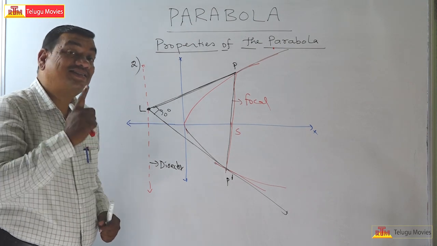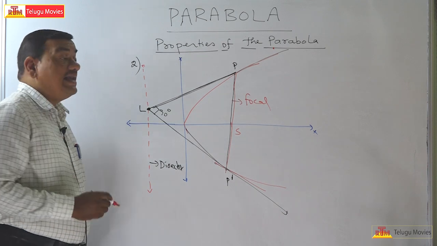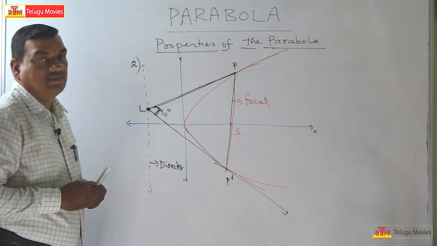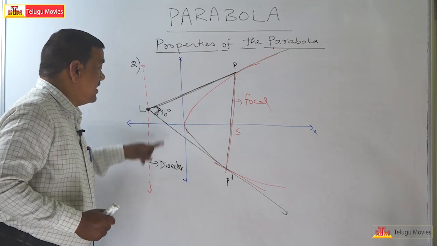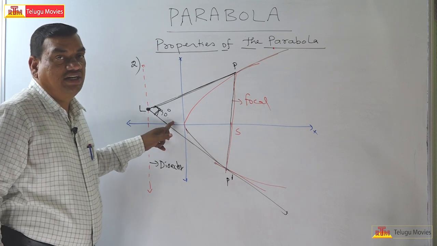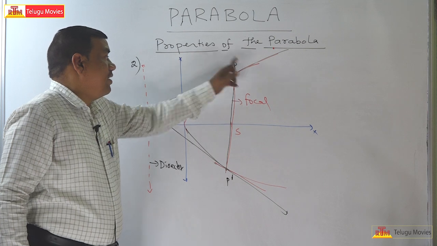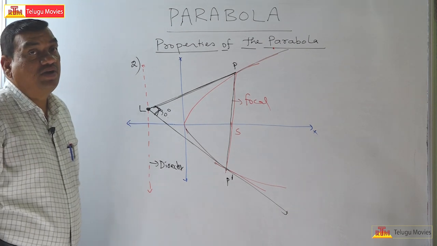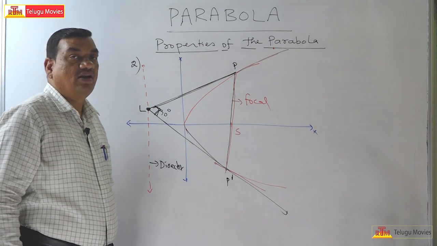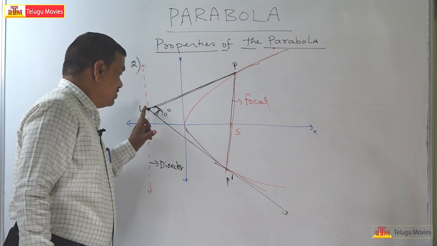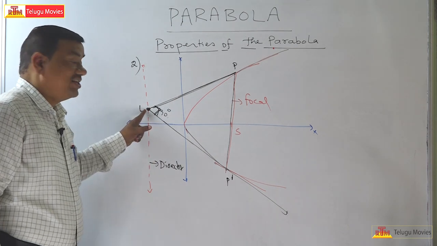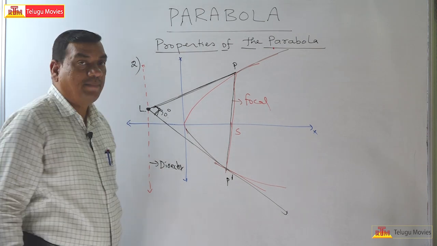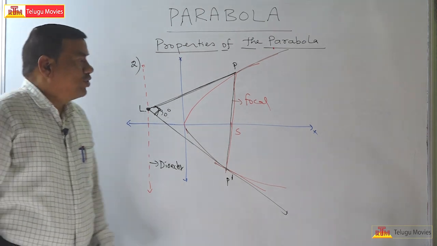The second property is that the angle between these two tangents at the point of intersection on the directrix is 90 degrees. Understand? So the angle between them is 90 degrees. So the first thing is that these two tangents intersect on the directrix, and the angle between these two tangents at the directrix is 90 degrees. That means these two tangents are perpendicular to each other. I hope that you understand these properties.